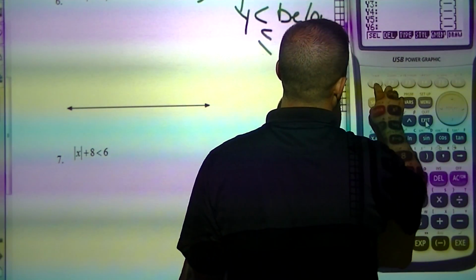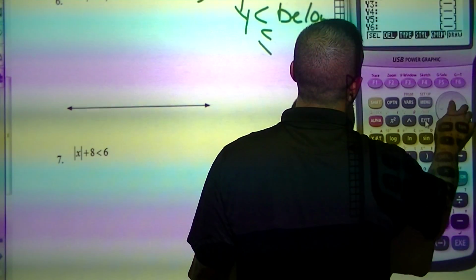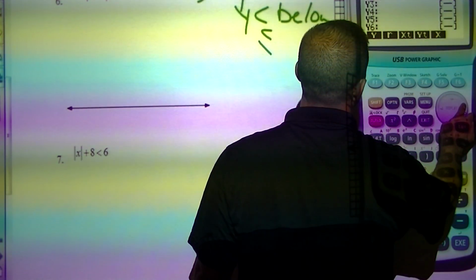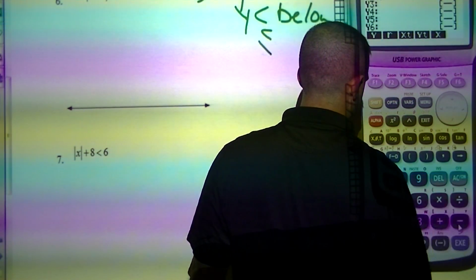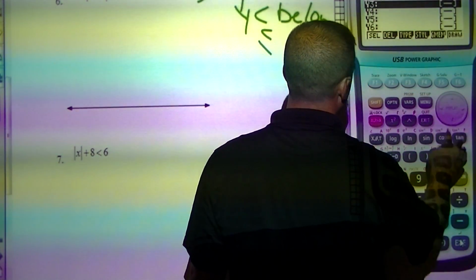Actually, let me change this. I'm just going to go to regular y equals on this. All right, let me exit that. All right, we're going to do x minus 4. X minus 4. All right, I'm also going to do 6. Okay, I'm going to draw it.